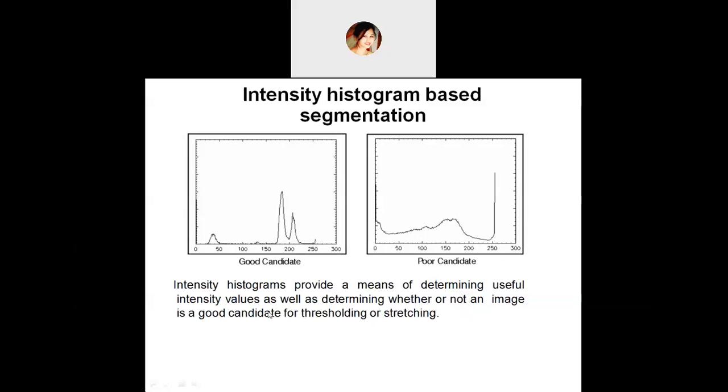So it is an intensity histogram. It provides a means of determining useful intensity values, as well as determining whether or not an image is a good candidate for thresholding or stretching. So do you remember the term stretching?